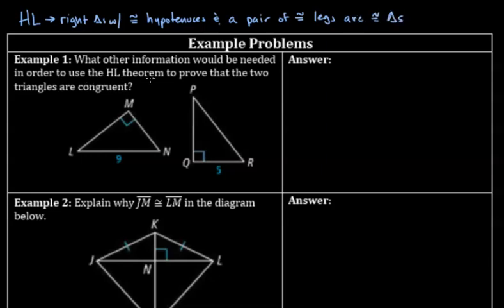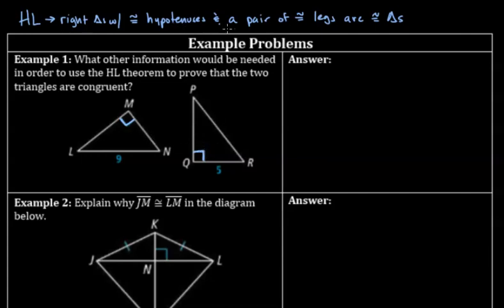So in our first example it says, what other information would be needed in order to use the HL theorem to prove that the two triangles below are congruent? First of all, we notice that they are right triangles, so we can use HL. That's like the first requirement for using HL, is that you're looking at two right triangles, and we are.